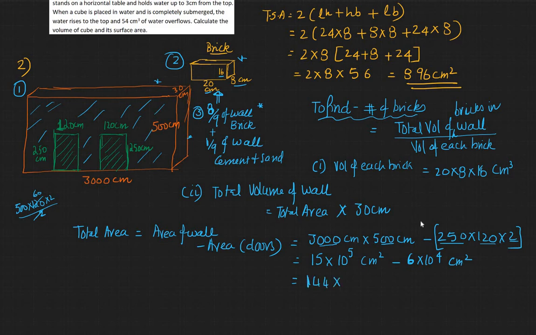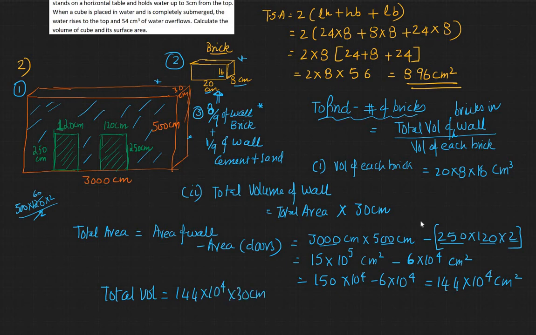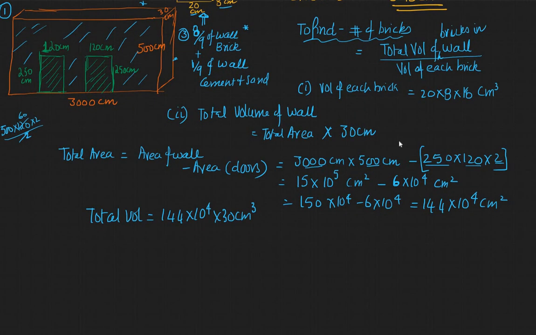into, let me write the steps. This is equal to 150 into 10 power 4 minus 6 into 10 power 4, that is 144 into 10 power 4 centimeter square, right? That's a total area, and your total volume is area into 30, so 144 into 10 power 4 into 30 centimeter cube. So now that we got the total area, we get this total volume from this equation, right?